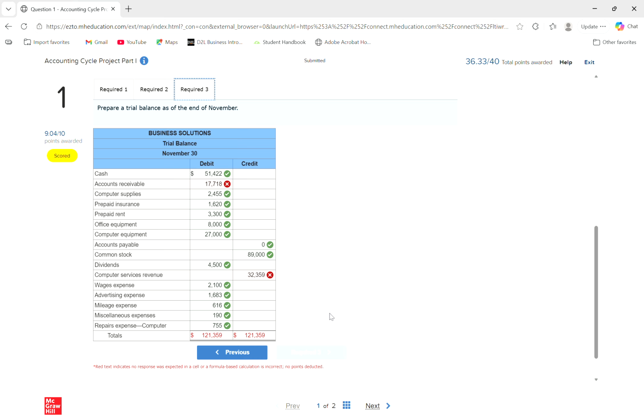After posting all October and November entries and transactions, I prepared a trial balance as of November 30th. The purpose of the trial balance is to verify that total debits equal total credits. At first, my trial balance did not balance because of the cash ledger error. Once I corrected the ledger balance, the trial balance was correct, confirming that all transactions were recorded accurately.